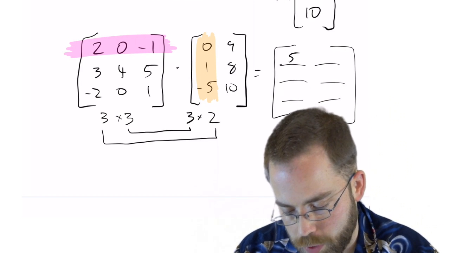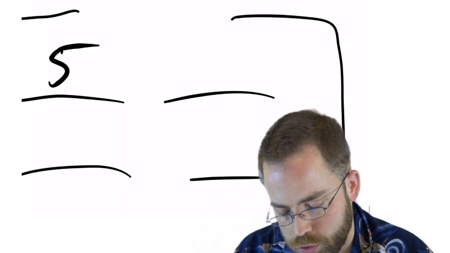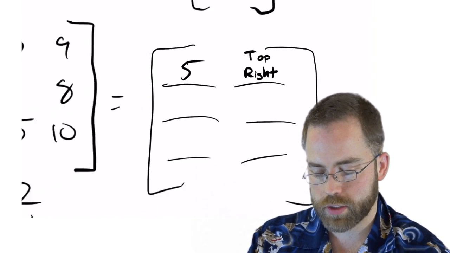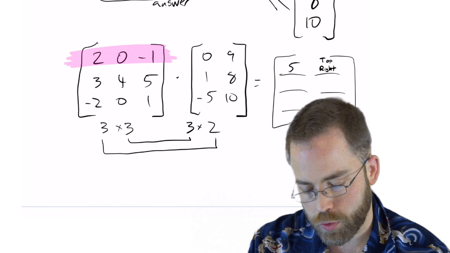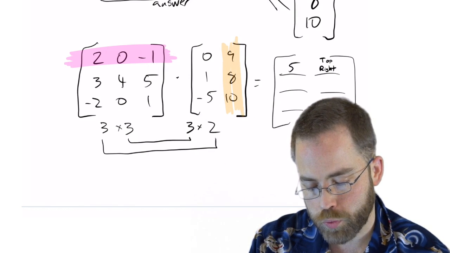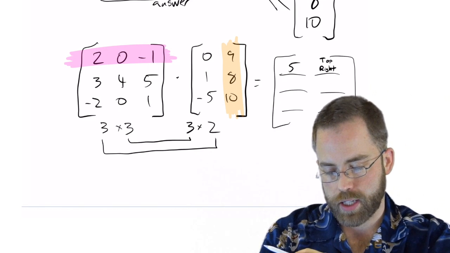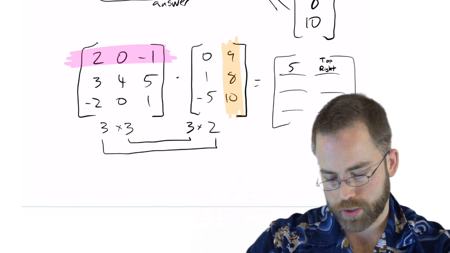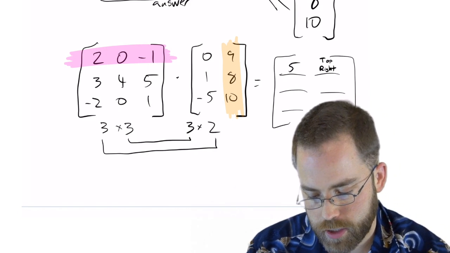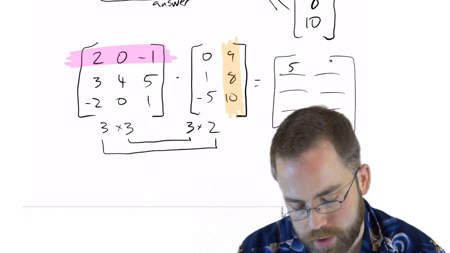So now, if I wanna try to find the next thing in this matrix, let's go over here and do the top right. I still want to be doing the top row on the left matrix, but I want to be doing the right column now on the right matrix. So that'll get me top and right. And when I smash that together, I get 2 times 9, which is 18, plus 0 minus 10 is 8. So that's going to get me an 8 right there.